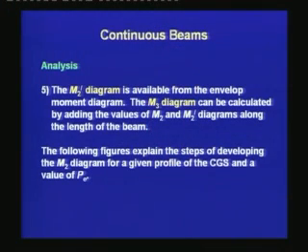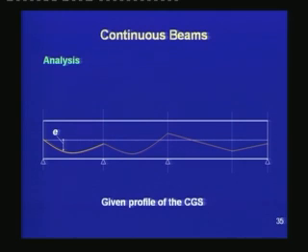The following figures explain the steps of developing the M2 diagram for a given profile of the CGS and a value of PE. Thus, before we can develop the M2 diagram, we need to have a cable profile and the value of the prestressing force. This is a continuous beam where the vertical scale has been enlarged to show the clarity of the profile of the CGS.